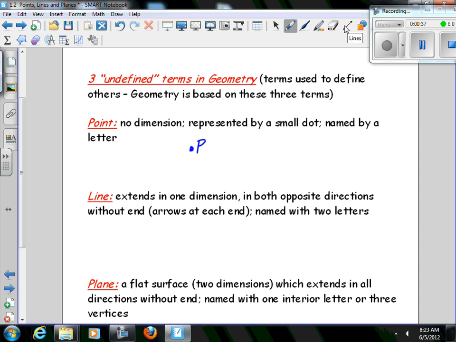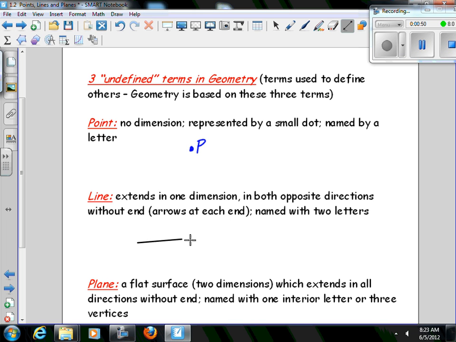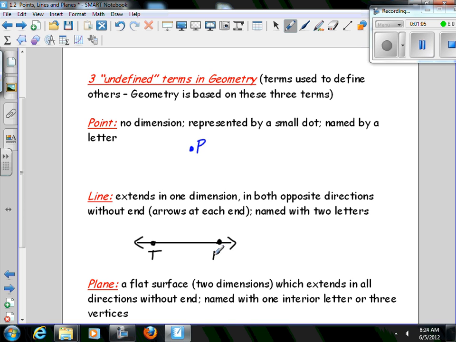Next, a line extends in one dimension in both opposite directions without end. There are arrows at each end, named with two letters. So for example, let's say I have this line, and I'm going to put arrows at each end, and I'm going to use 2 points on the line to show me where my letters are. So I'm going to call these points T and M.